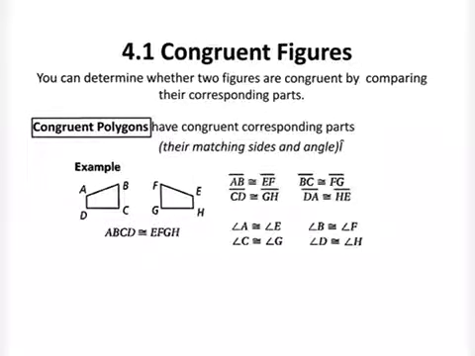Section 4.1, Congruent Figures. You can determine whether two figures are congruent by comparing their corresponding parts. Congruent polygons have congruent corresponding parts. So in the example here, you can see that each of the sides of one figure pairs up with a side of the other, as well as the angles. So as long as you can prove that, in this case, let's say B is congruent to F, A and E, D and H, and C and G, as well as all matching side pairs are congruent, you can prove the two polygons are congruent.